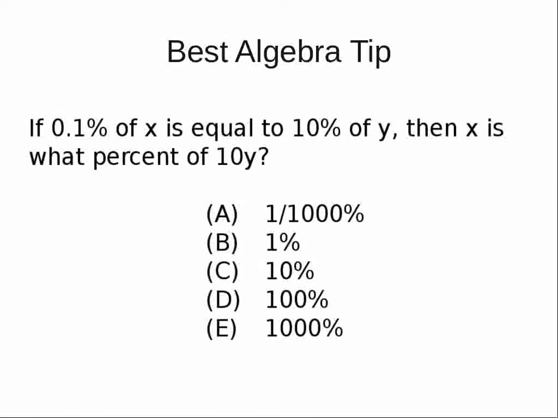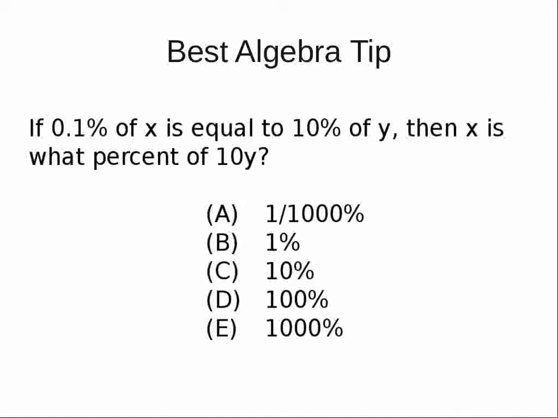Suppose you were answering this question on the SAT. If 0.1% of x is equal to 10% of y, then x is what percent of 10y? And the choices are 1 over 1,000th of a percent, 1%, 10%, 100%, and 1,000%.